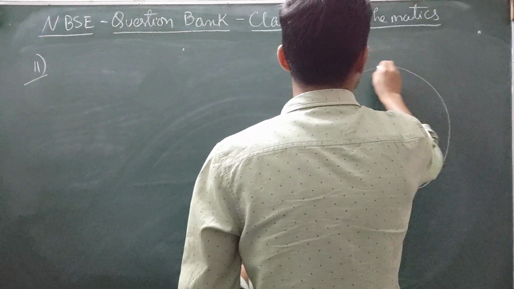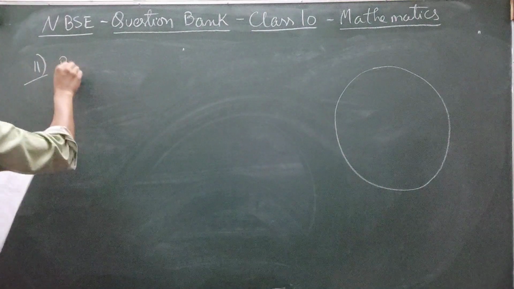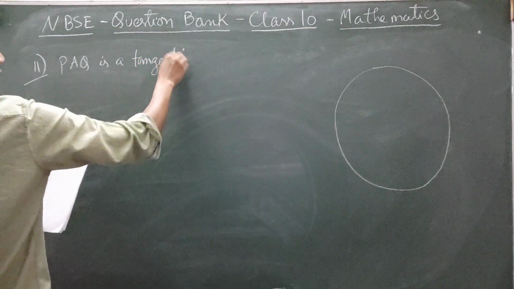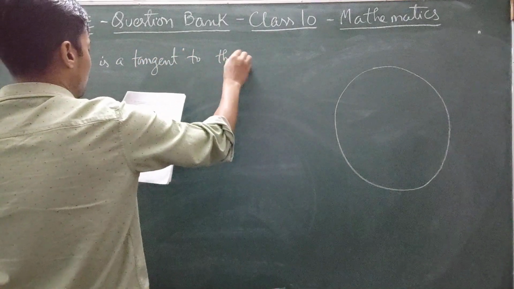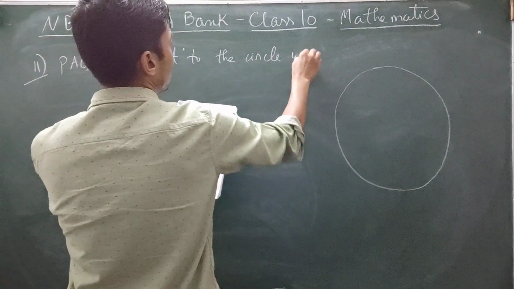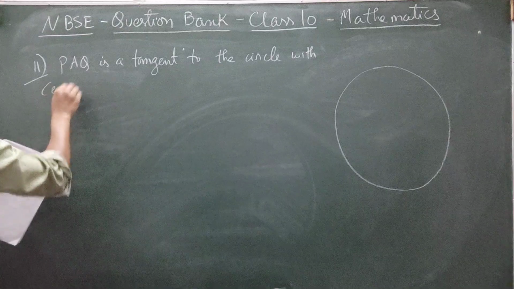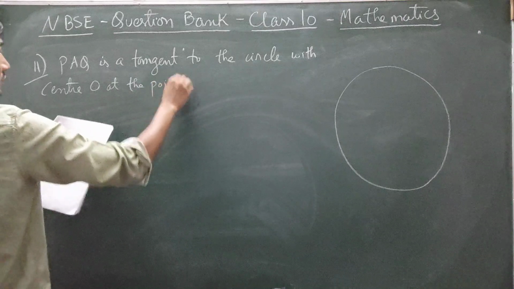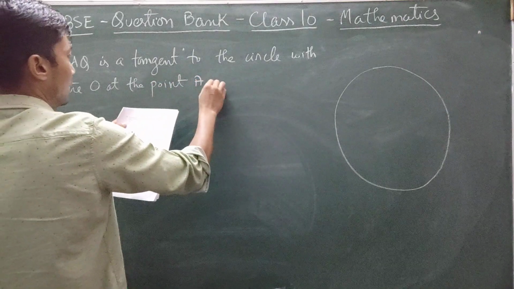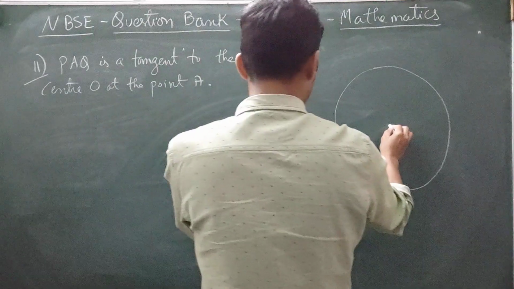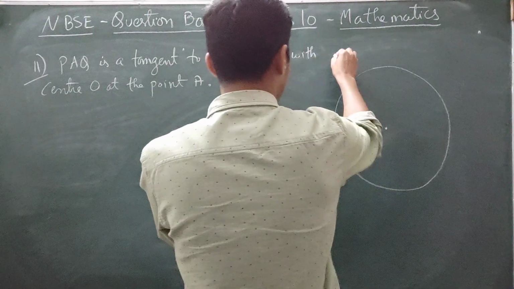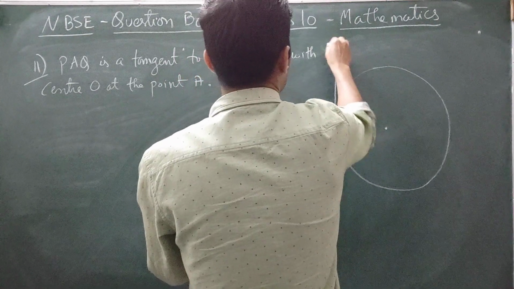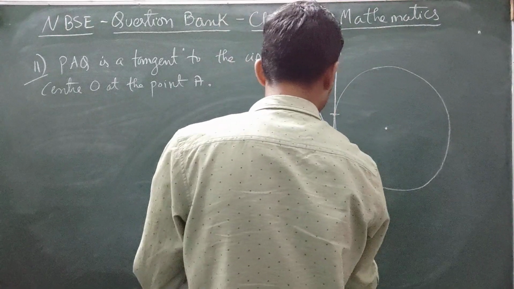Question 11. It's something like this. PAQ is a tangent to the circle with center O at the point A, as shown in the given figure. So this is our center, then we have a tangent PAQ.